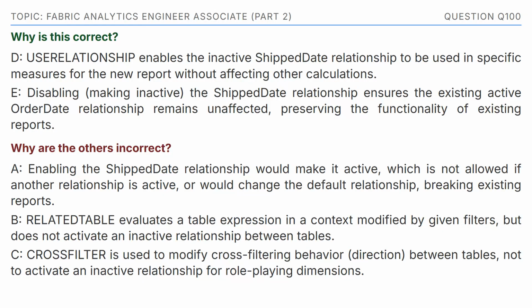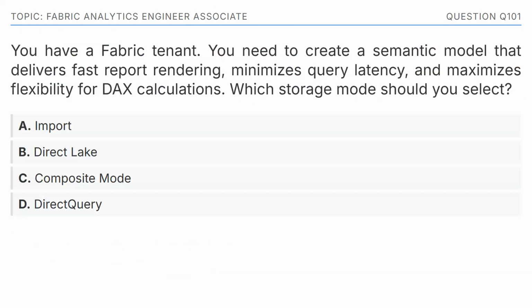You have a Fabric tenant. You need to create a semantic model that delivers fast report rendering, minimizes query latency, and maximizes flexibility for DAX calculations. Which storage mode should you select? The options are Option A, Import. Option B, Direct Lake. Option C, Composite Mode. Option D, Direct Query.